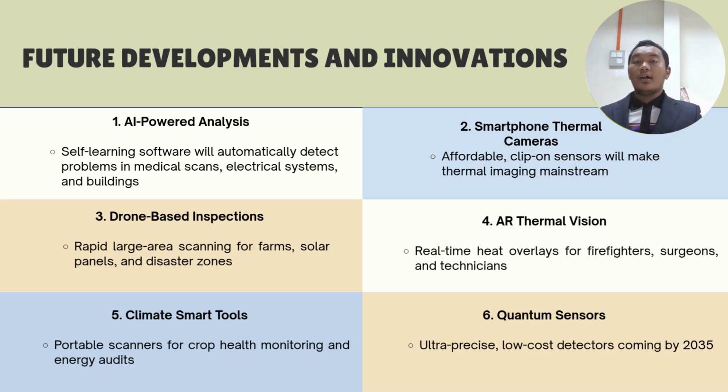The fifth one is climate-smart tools. We can monitor crop health and track energy waste. It is sustainability meeting precision. The last one is quantum sensors. They are accurate, low cost, and expected to arrive in 2035.